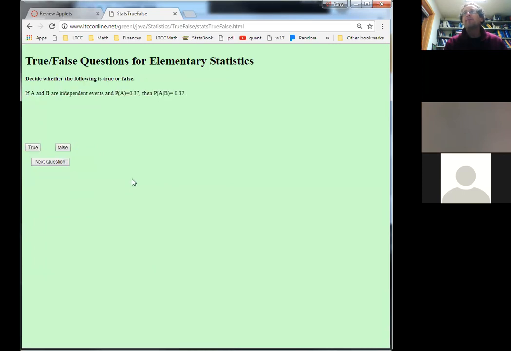So I hit submit. Okay, if A and B are independent events, and the probability of A is 0.37, then the probability of A given B is equal to 0.37. True or false? Okay, unlike the last one, if you guess wrong, you got a 50-50 chance. Okay, let's try true. And yes, it's true, because with independent events, probability of A given B is always equal to the probability of A.